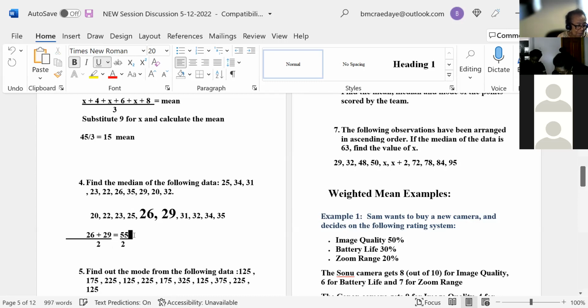Okay, you don't need a calculator for this. What is 52 divided by 2? Is it 25? Half of 50 is what, Alva? Half of 50 is 25. So half of 55 has got to be greater than 25. So what's the answer?